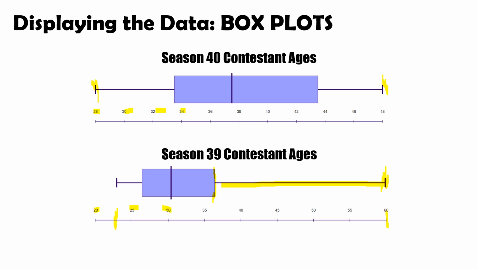Remember that you can tell all kinds of things from a box plot. You can see the median of this is right at 37. The median of this one was just over 30. The lower quartile is here, and your upper quartile is here. Those are the kind of things that you can see on a box plot.